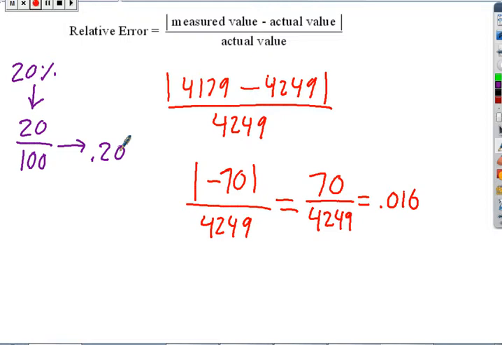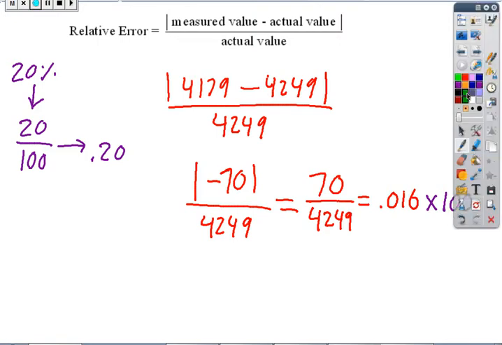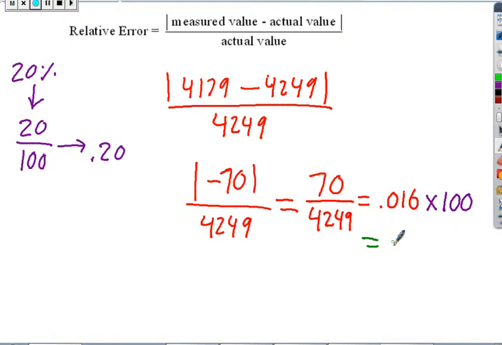So now if you want to do the opposite, if you want to take a decimal and convert it to a percent, rather than dividing by 100, we would do the inverse of that, which would be multiplying by 100. If you do this multiplication, what you're going to get is 1.6%. And then, I think this is fine, but we can round it to the nearest whole number. So this would round to 2%. Okay, so 2% error here.